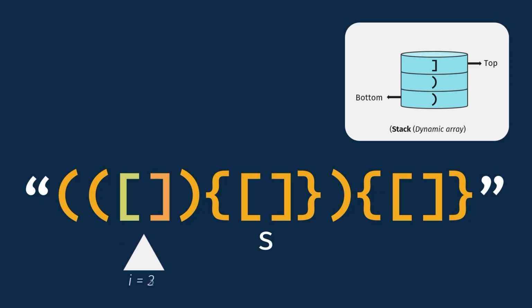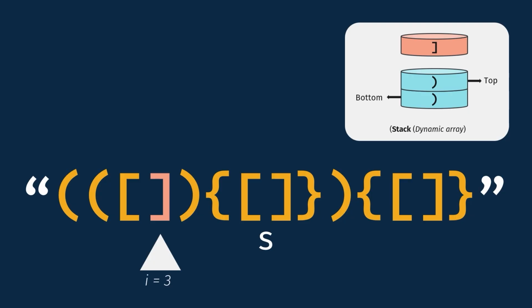Now, at index 3, things get a bit interesting. We encounter our first closing bracket. So the first thing we do is check if the stack is empty, because if it were, it would mean there is no corresponding opening bracket and the expression would be invalid. Since the stack is not empty, we pop the top element and verify whether it matches the current closing bracket.